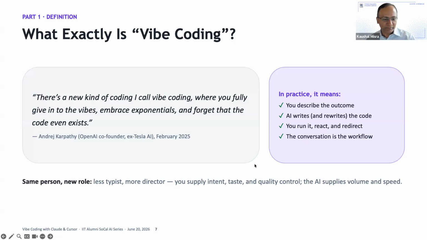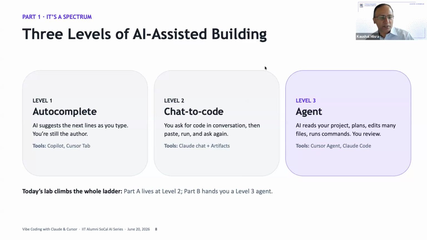Same person, new role: less typist, more director. You supply intent, taste, and quality control. AI supplies volume and speed and so on. And we'll see some of that in a manner that you can relate to, based on the previous two exercises.